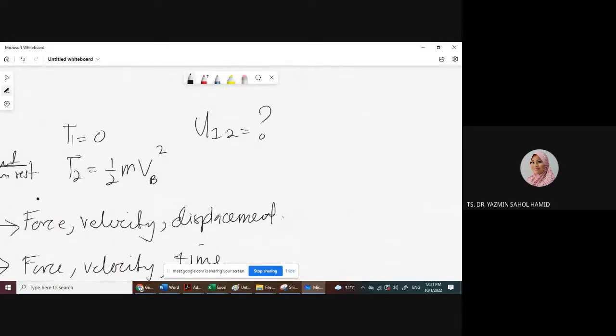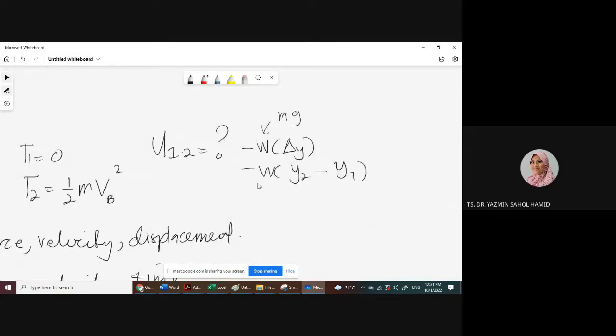Formula weight apa? Amirul? Iman? Ya. Apa formula work due to weight? Negatif W delta Y. So W ni sama dengan mg, betul tak? Delta Y ni mana? Delta Y sama dengan Y2 minus Y1. Y2 adalah apa? Final. Y1 adalah initial. So kalau you ni adalah blok B, dia naik ke atas, kan?